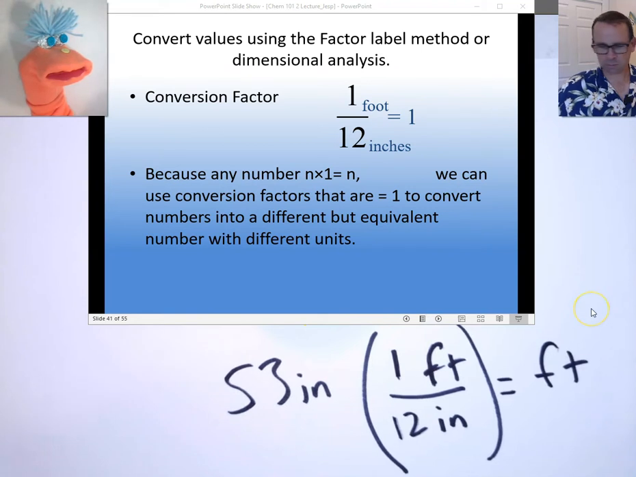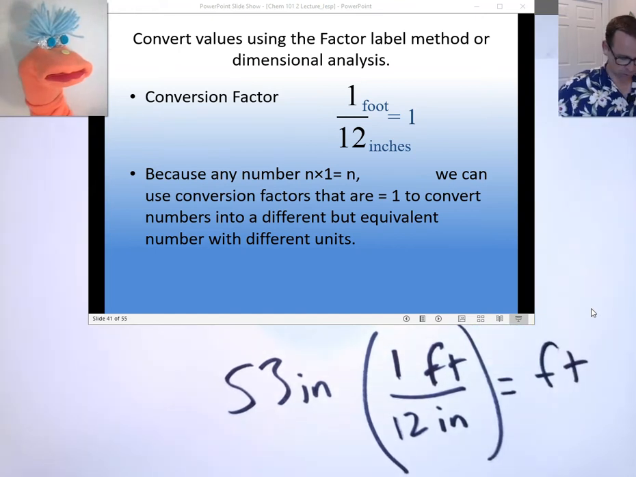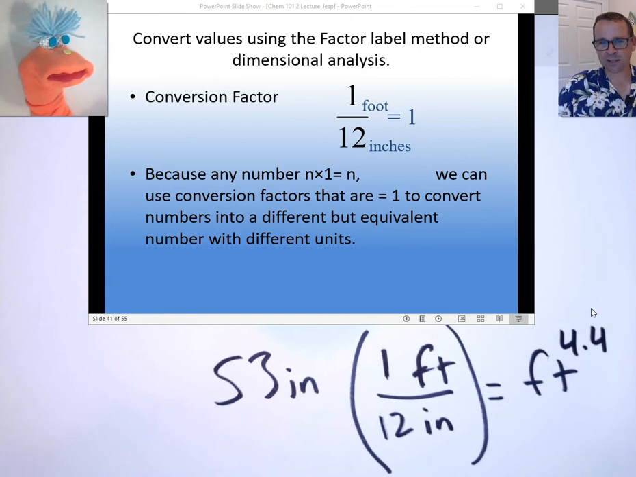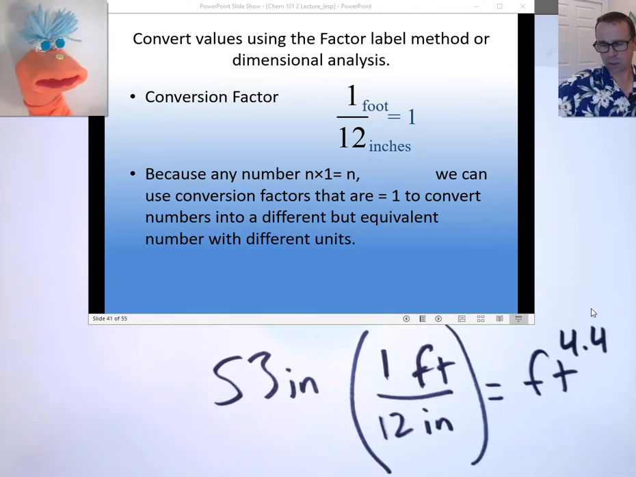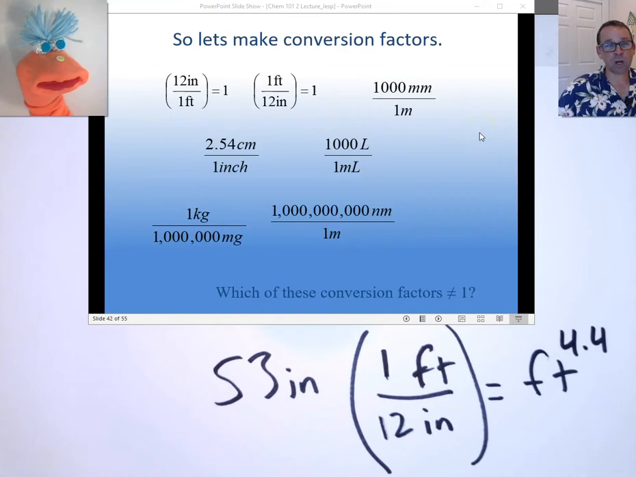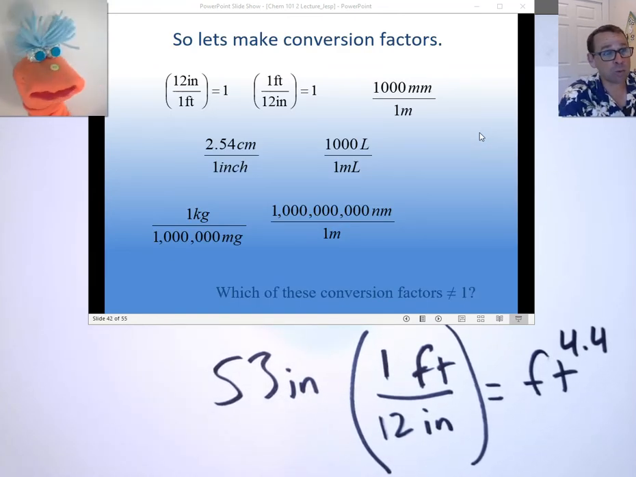53 and, let's see, how many feet is that? 53 divided by 12, 4.4. 53 inches and 4.4 feet are the same value then, okay? So that's how we are going to use our conversion factors, all right? So here's a bunch of conversion factors. One of these conversion factors isn't correct. Can you try to identify which one isn't correct?